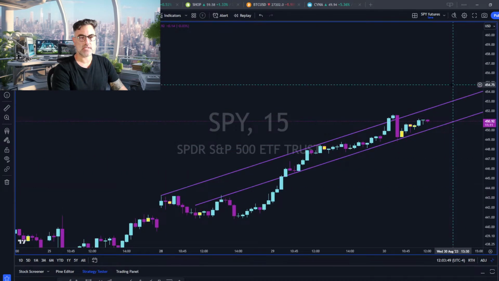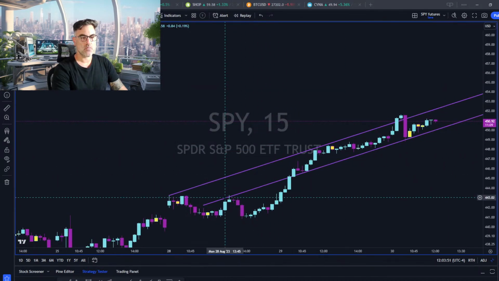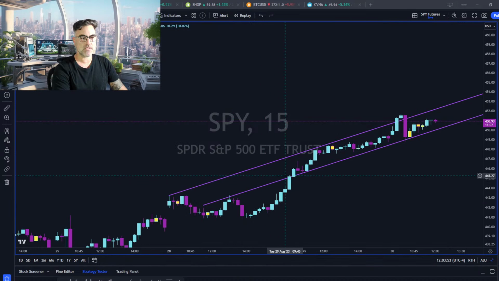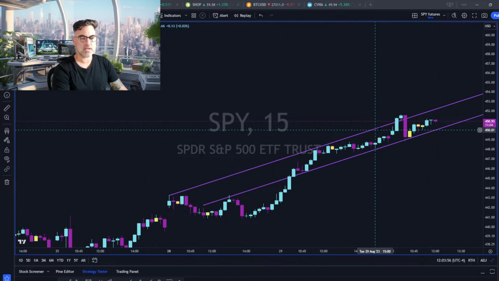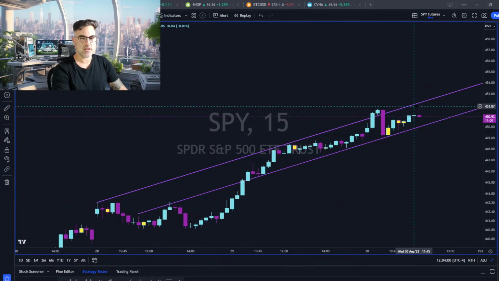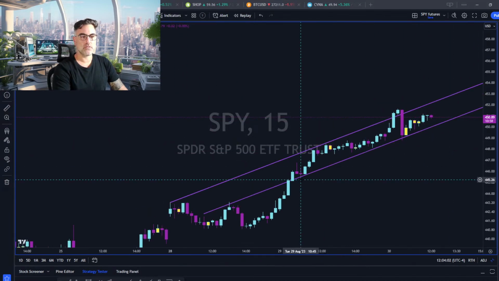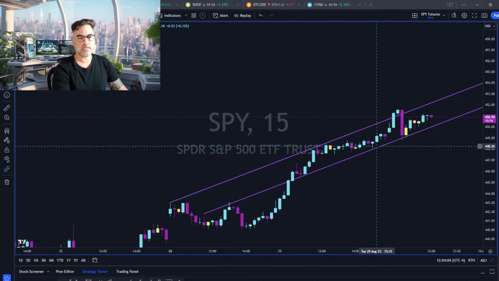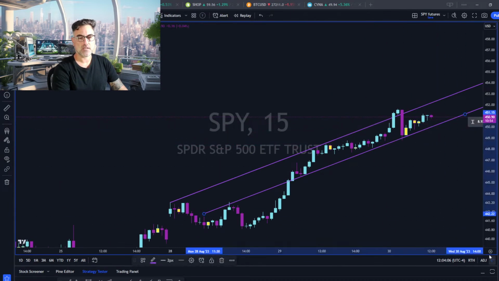Let's zoom in to the SPY 15 minutes. We have this trend line from resistance to support. We have this trend line for now, resistance, but overall SPY 15 uptrend channel. We are good to go long as this lower trend line is holding.